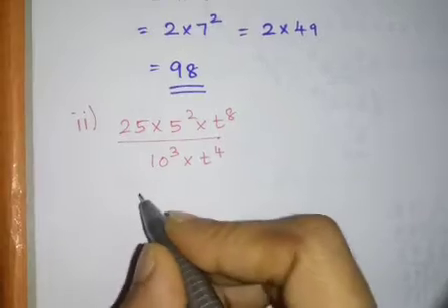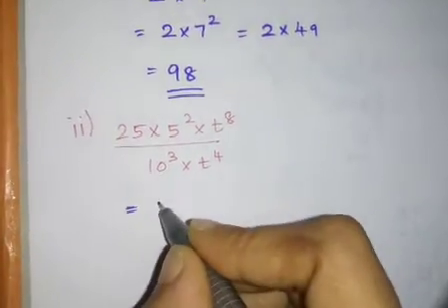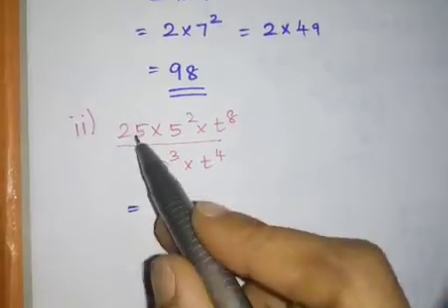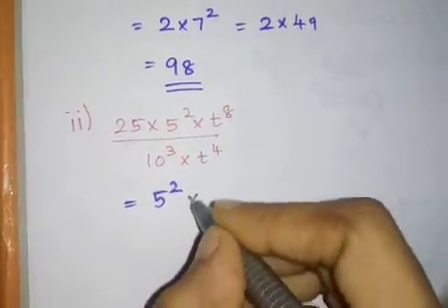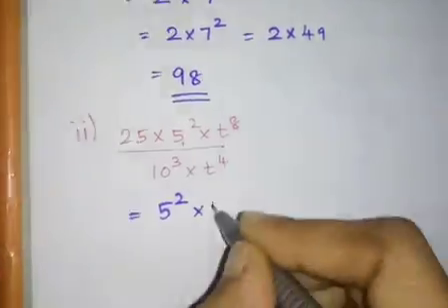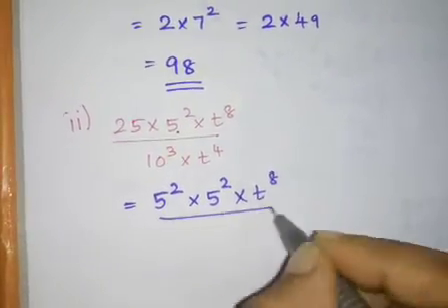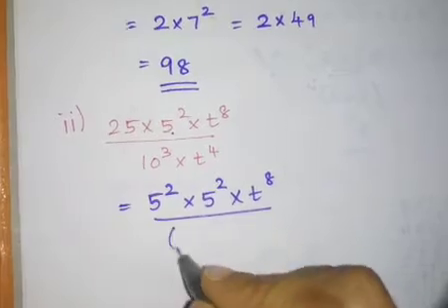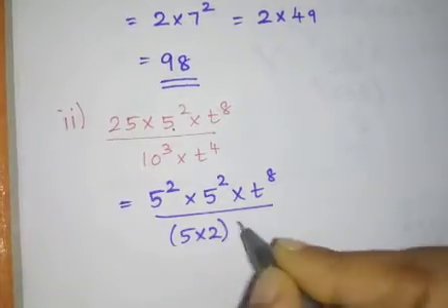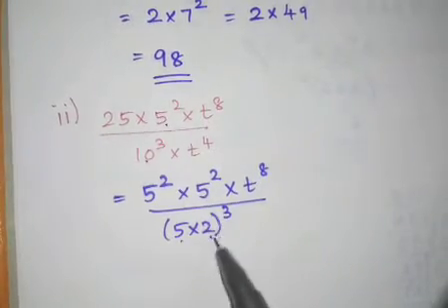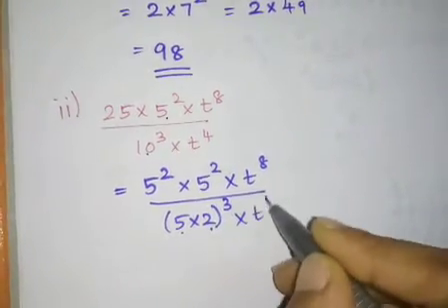Is 25 a prime number? No. Can we write 25 as 5 square? 5 5s are 25, so 25 can be written as 5 square. Again you are writing 5 square into t power 8 divided by 10. How will you write 10, children? 10 can be written as (5 into 2) the whole cube into t power 4.